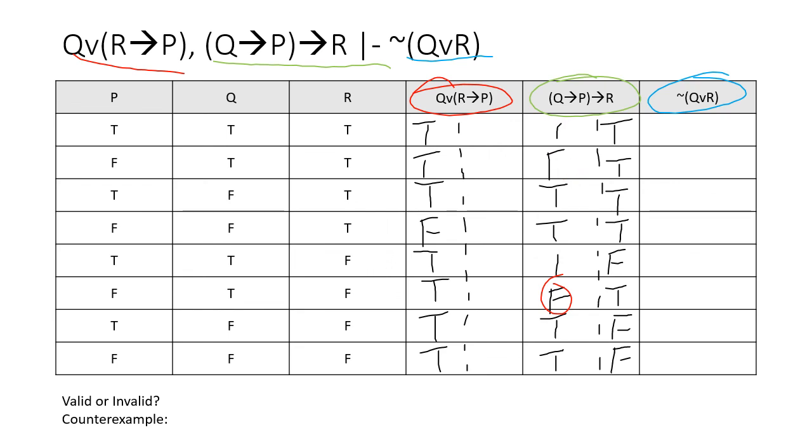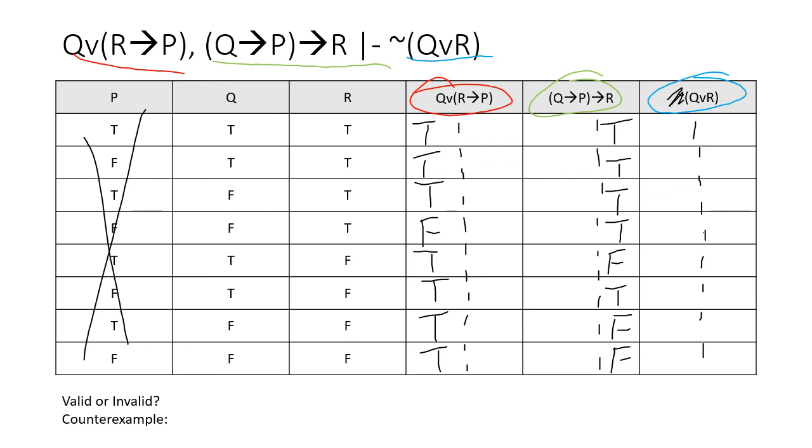Now moving on to the conclusion, once we get rid of this extra column that we don't need anymore. So we've got a wedge within the parentheses and the tilde is outside the parentheses, so we're going to do the tilde second. We have to do what's inside the parentheses first. So we're going to just focus on Q or R, and a wedge is true wherever one of the sides is true. It's going to be true all the way through 6, and false in the last 2.